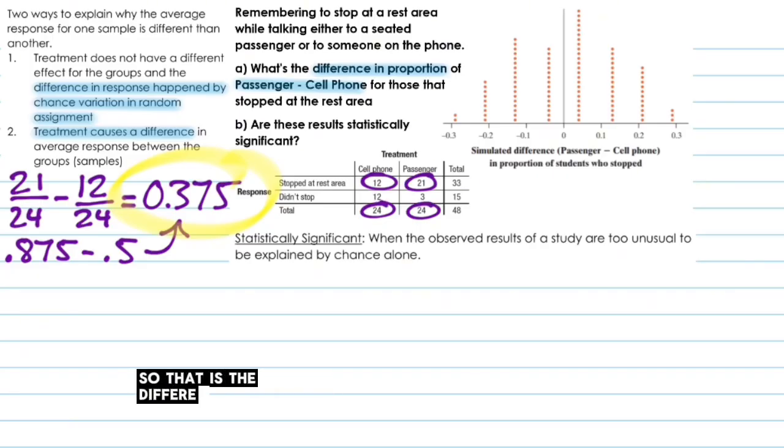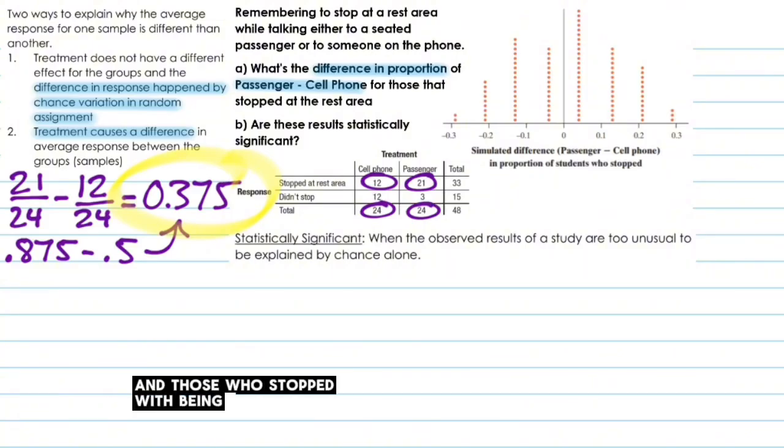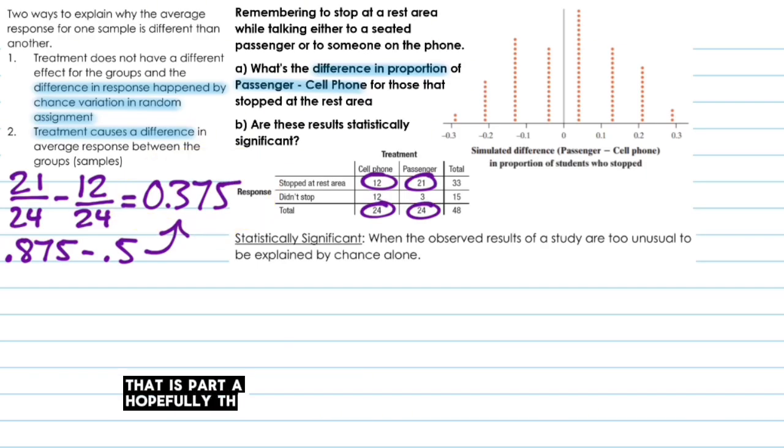So that is the difference in the amount of drivers that stopped with a passenger and those who stopped with being on their phone, suggesting that the phone is more of a distraction and the passenger allows you to be more aware of your surroundings so that you actually stop. That is part A. Hopefully that makes sense. Back things up in the video if you need to hear that again.